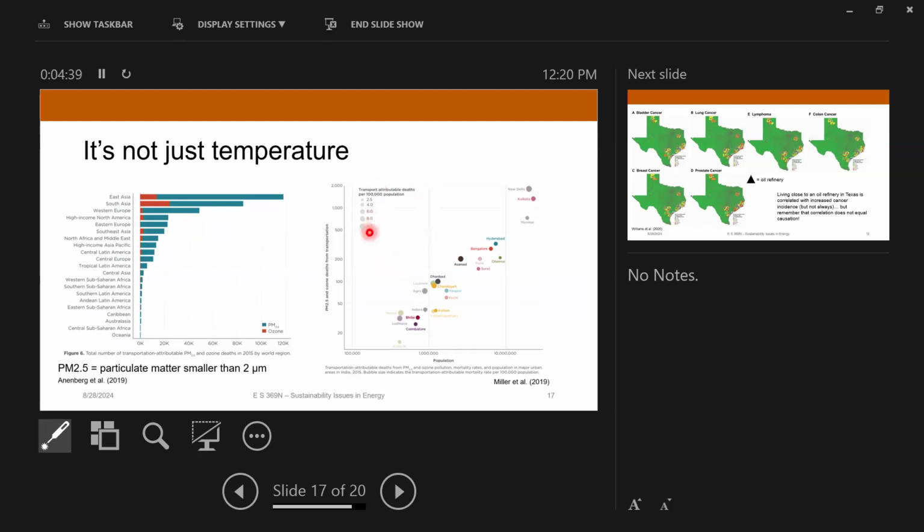Here's another paper. This study is looking specifically at India, and they are looking at different cities in India to see, as a function of the city's population, how many deaths are attributable to excess PM 2.5 particles. So again, you can see that this is a global health problem, and it's also something that needs to be addressed when we're thinking about the way we're getting our energy.